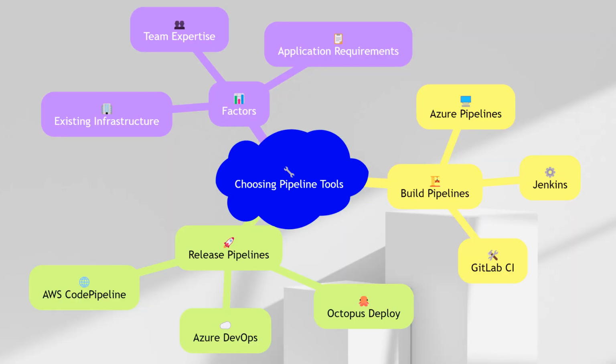Choosing the right tools for your pipelines is crucial for their success. Popular tools for build pipelines include Azure Pipelines, Jenkins, and GitLab CI. For release pipelines, tools like Octopus Deploy, Azure DevOps, and AWS CodePipeline are commonly used. The choice of tools depends on factors such as your existing infrastructure, team expertise, and specific requirements of your application.